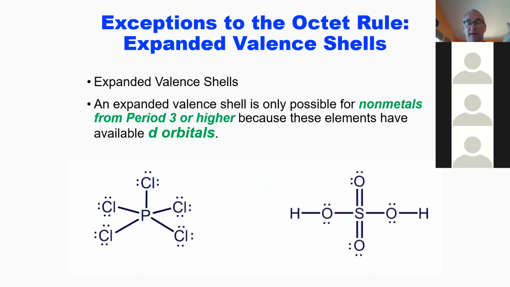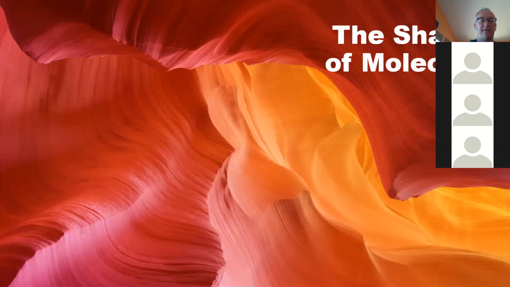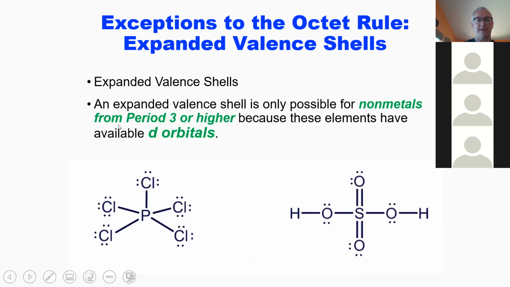Now, the other exception to the octet rule is when you have more than 8 valence electrons in your outermost shell. And these things happen for nonmetals. Now, whoops, let me go back for a second. For nonmetals, and what's really important to remember, from period 3 or higher.